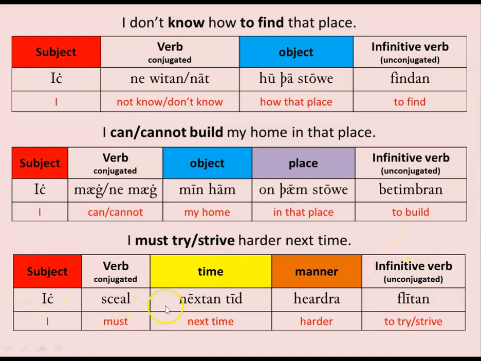So, ich sceal next tid herdera felitan. I must next time harder try, strive. Now the first person present tense singular of must is shall, when you look it up. So shall goes in there in the conjugated form. Next tid is next time, harder is herdera, and to try, strive is felitan. So the first verb, must, is conjugated in the second place. Try, strive, the second verb, goes to the end in its unconjugated form.